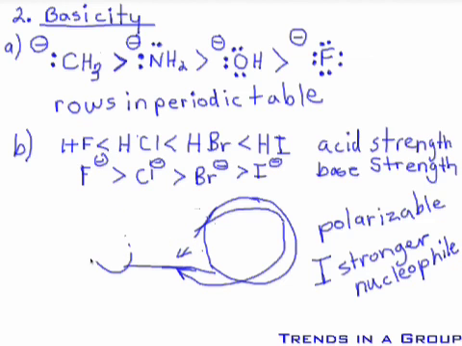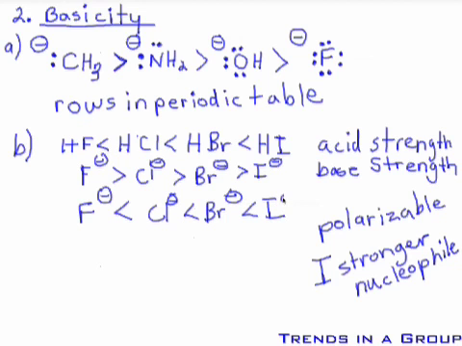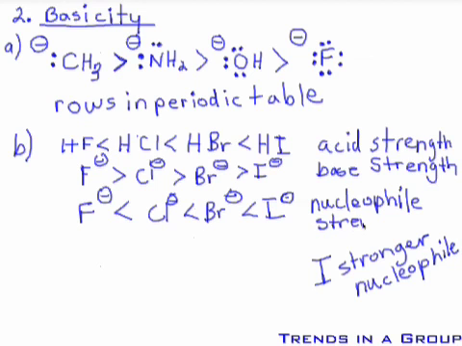So if that's the base strength trend that we've got drawn there, where I minus is the weakest base, I can reverse that trend for nucleophile strength. F minus is less than Cl minus, which is less than Br minus, which is less than I minus, the strongest nucleophile. So basicity and nucleophilicity do not parallel down a group. The strongest nucleophiles are to the bottom, but they are also the weakest bases.